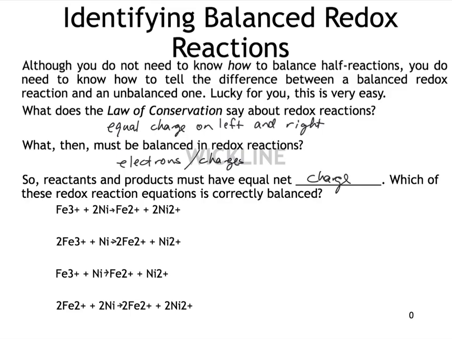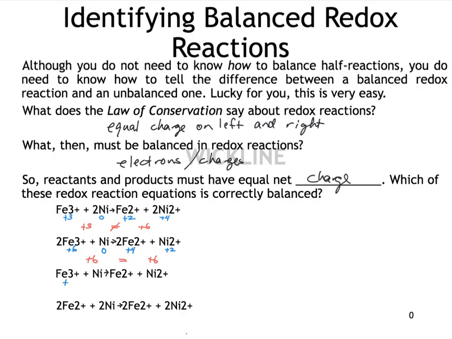I can assign oxidation states to help with this. So we have a +3 from this iron, a 0 from that nickel. We have a +2 from this iron, and +4 from this nickel, because it's 2 times 2. Combining, I have +3 on the left and +6 on the right, and those 2 numbers are not equal, so that's not the answer. The next one, I have +6 from this iron, a 0 from this nickel, +4 from this iron, and +2 from this nickel. Combining, I have +6 and +6. These 2 numbers are equal, and so that's probably the answer.